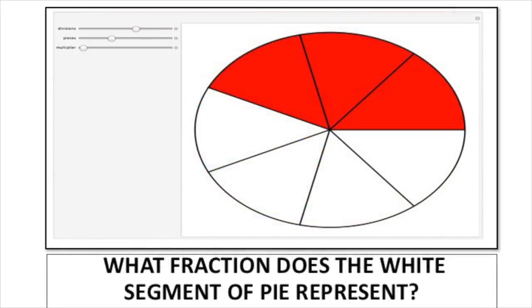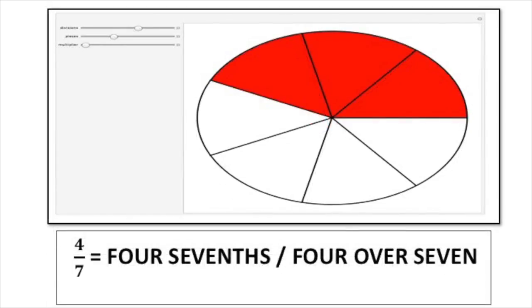Now guys, back to this one. Look carefully. What fraction does the white segment of the pie represent? 4/7. Correct. You see, the red part is 3 and the white parts are 4. But altogether, there are 7 parts. So we can say 4/7. Yes, and these are what we call proper fractions, because the numerator, the top number, is always smaller than the bottom number. Any questions, guys? That was excellent. Well done.